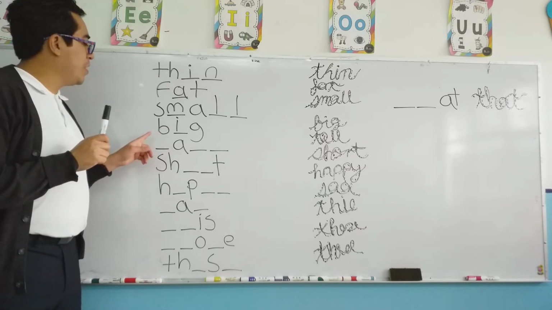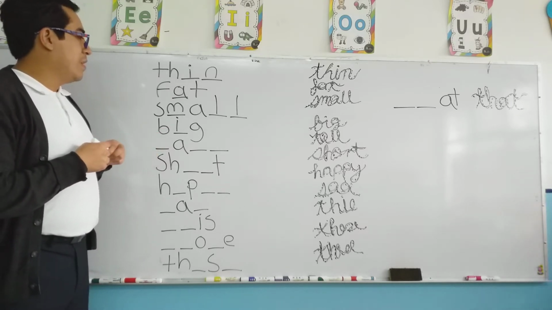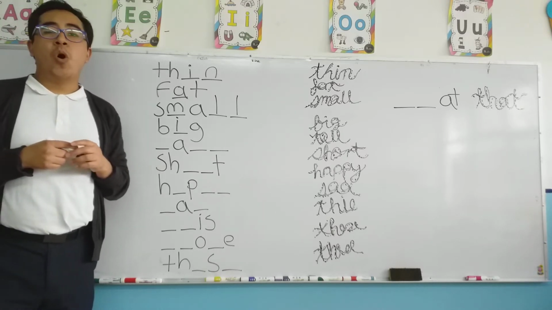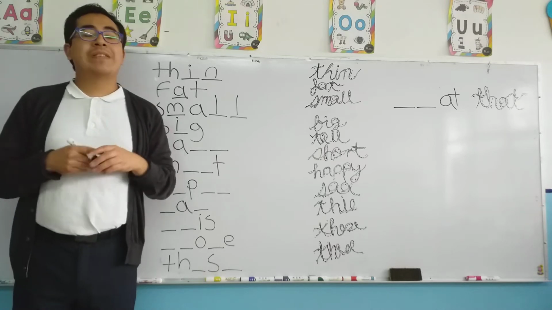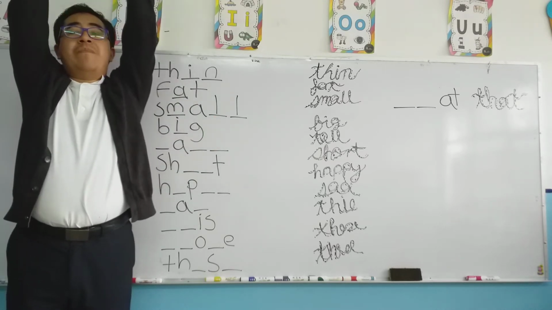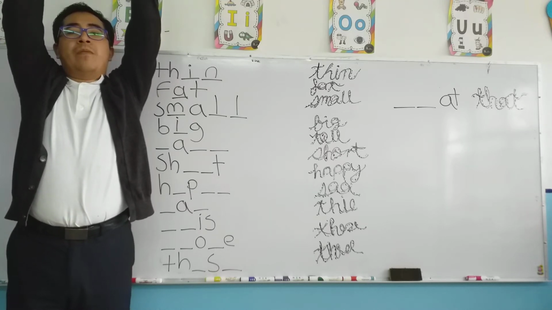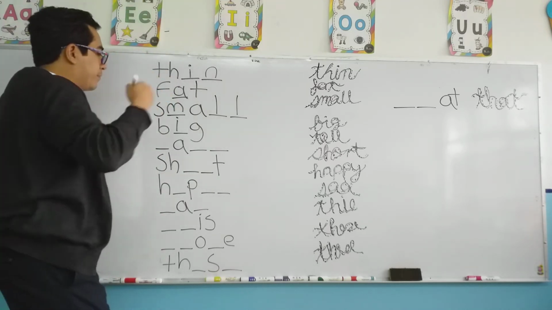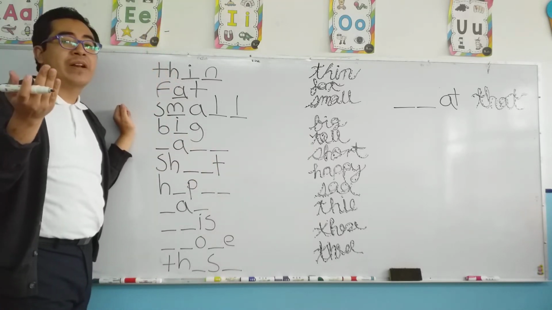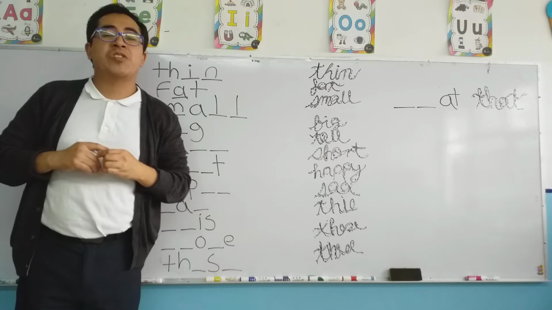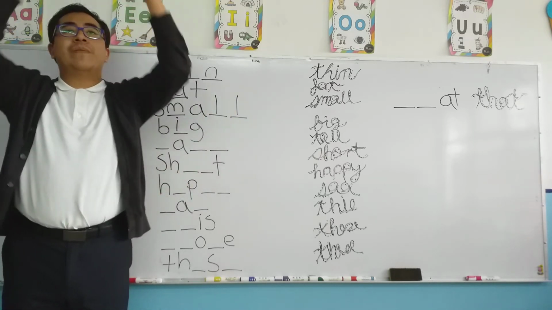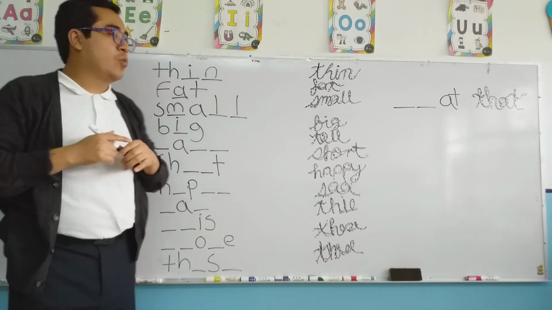Then we continue with tall. Now, tall, again, it's about sizes. But in this case, tall, remember, alto, okay? Tall, talking about the size of a person. Ahora estamos hablando del tamaño de una persona. No si es delgada o robusta. Ahora estamos hablando de su altura, estatura.